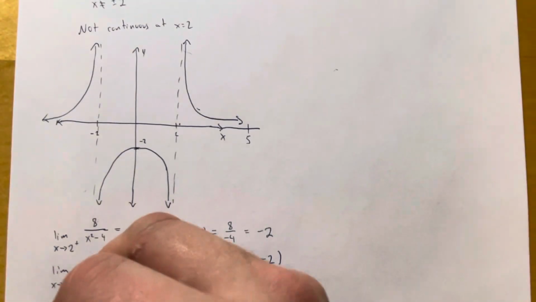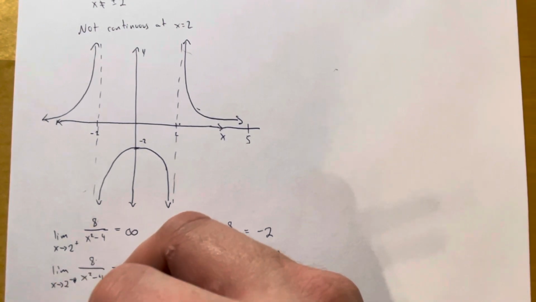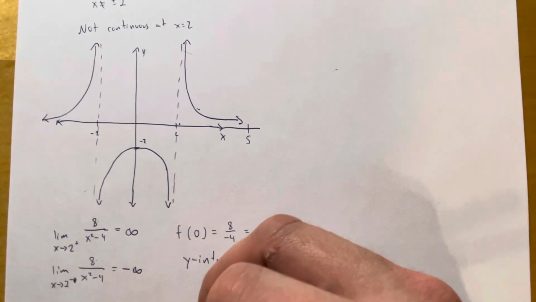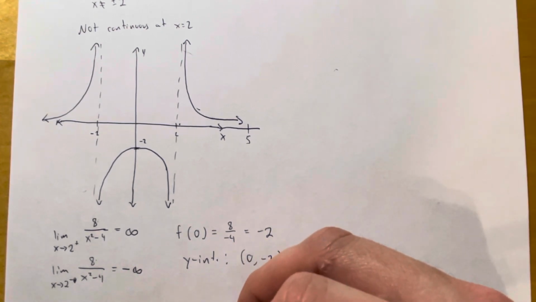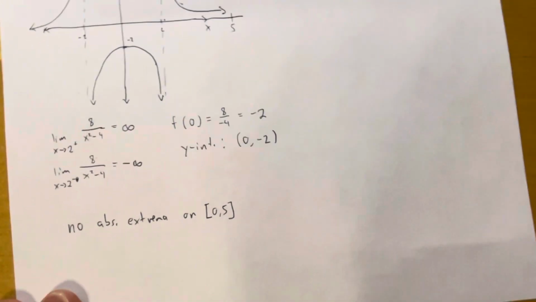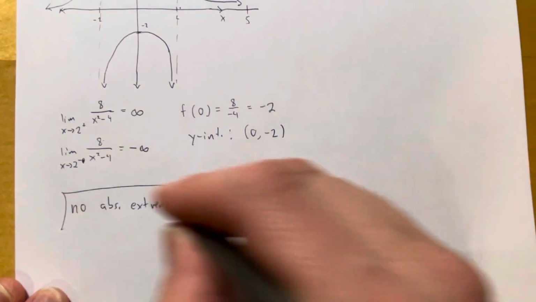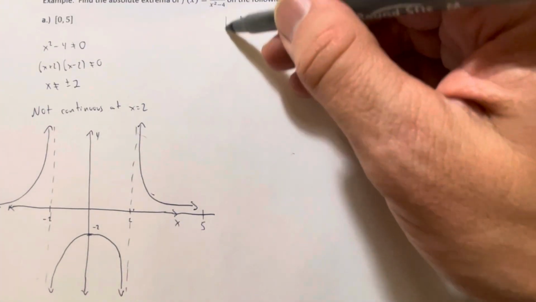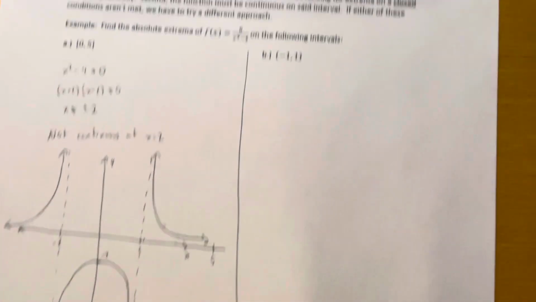So for A, there is no absolute extrema on that interval, on [0, 5]. We don't get either type, no absolute extrema on that interval, okay? Let's look at this other one, B. I'm gonna go like that to separate.